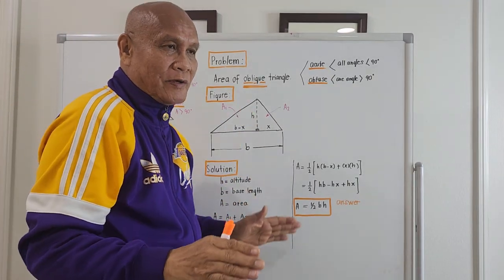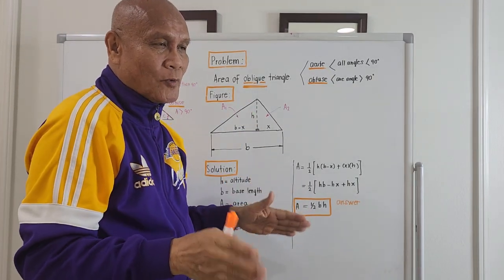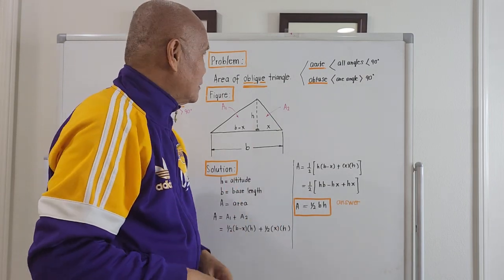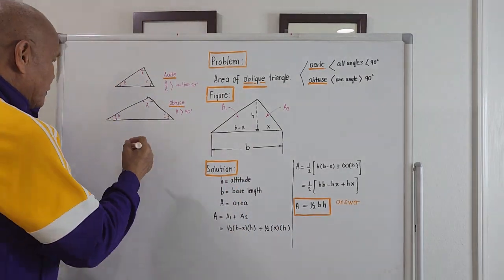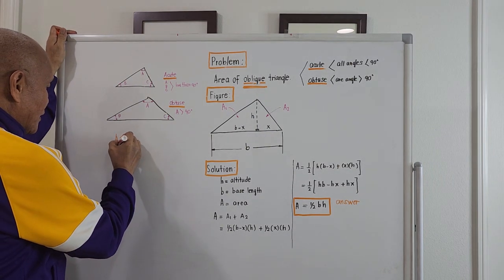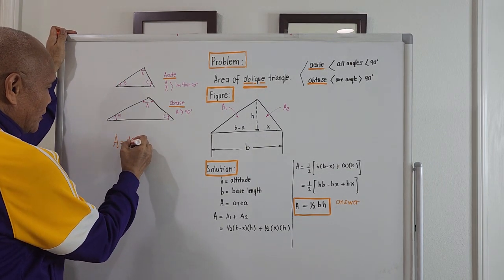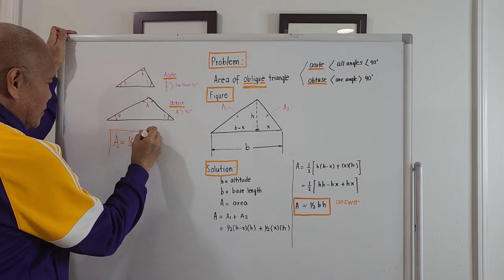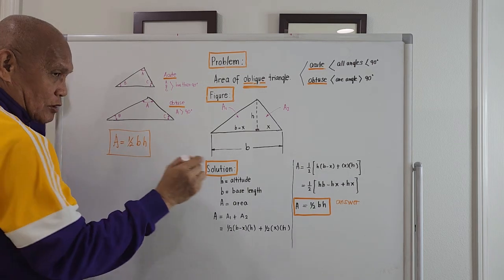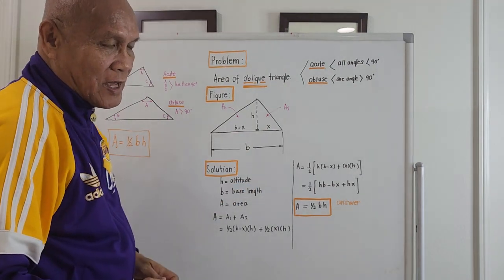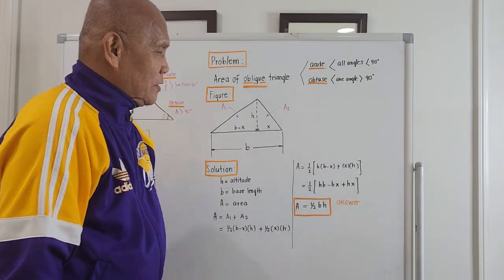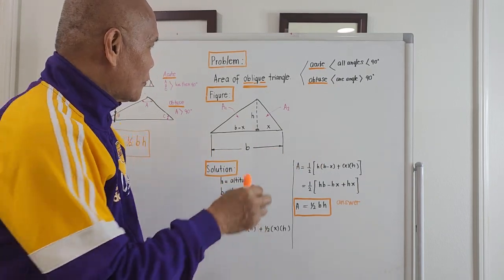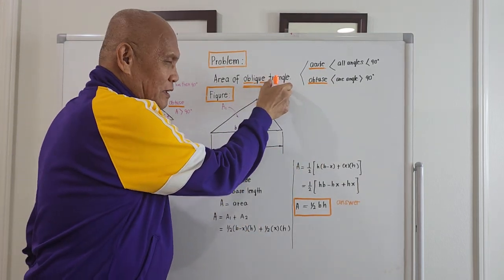The last time around, I derived the formula on how to take the area of a right triangle. The area of a right triangle is actually 1/2 base times height. That was the last time around, in my other long video format. For tonight, I will be deriving the formula for the area of an oblique triangle.